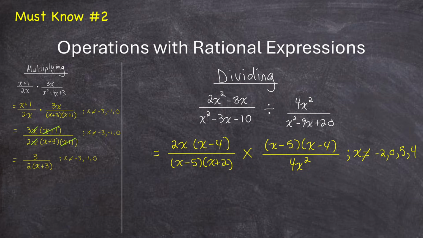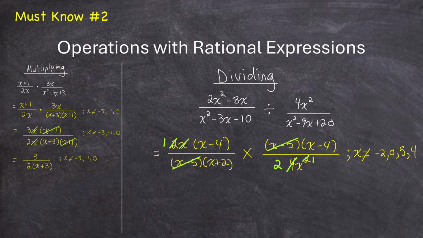And now that the restrictions are stated, I can start canceling factors. Any factor that's in a numerator in either of the fractions can be canceled if the same factor is in the denominator of either of the fractions. So these factors of x minus 5 can be canceled. This factor of x can be canceled with one of those 2 factors of x. And this 2 over 4 can be reduced to a half.